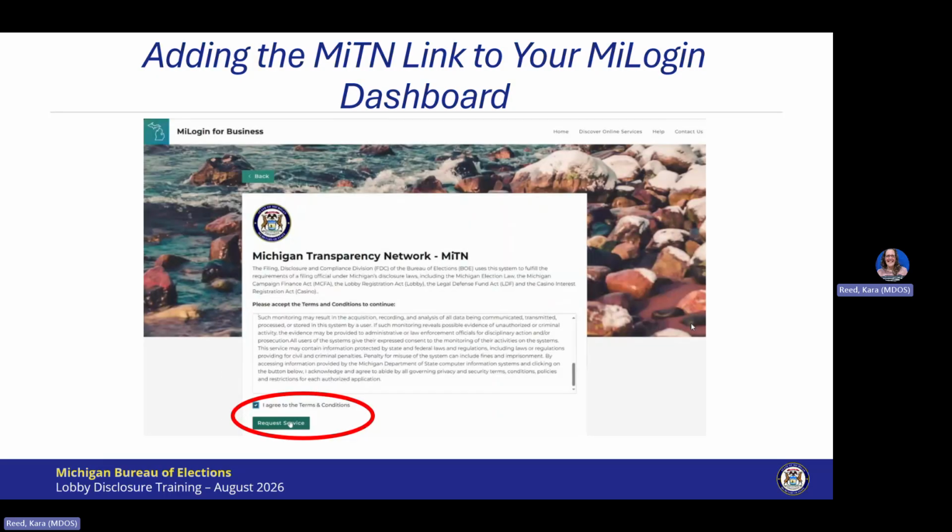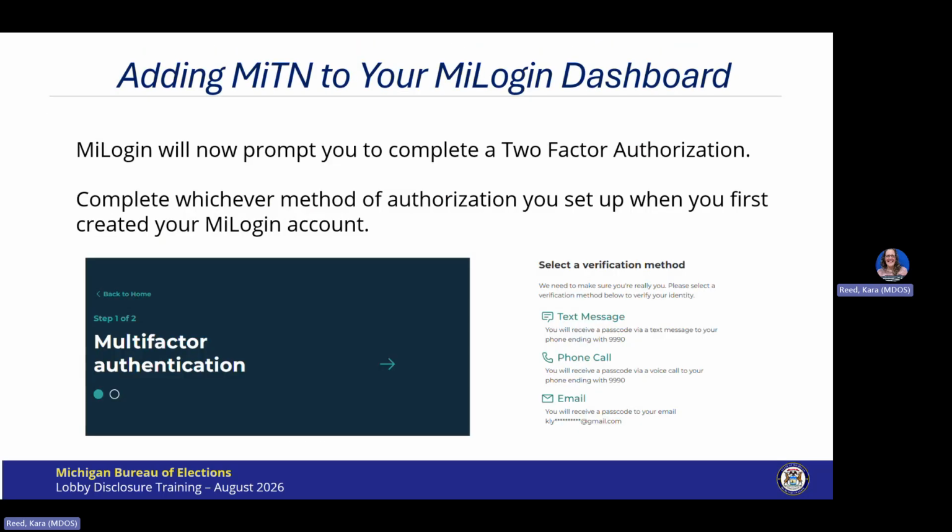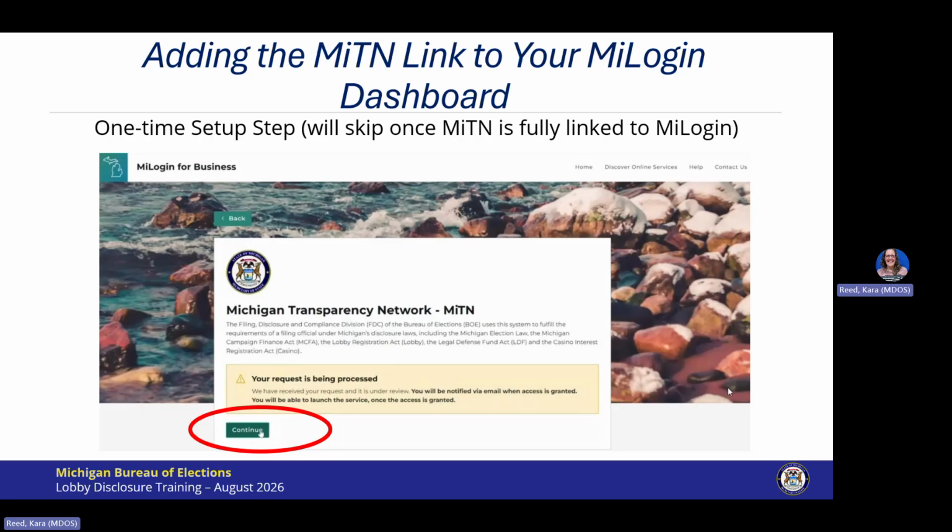You will read and agree to the terms and conditions and then click Request Service. You will be instructed to complete a two-factor authorization step to verify your MyLogin credentials. Once this is complete, you are brought to the MiTN Request Access page. You will only see this screen shown on the slide one time when you first add MiTN to your MyLogin dashboard. Once you click Continue, you are instantaneously sent a notification email. There is no step for you to complete, and you can keep moving through the process.